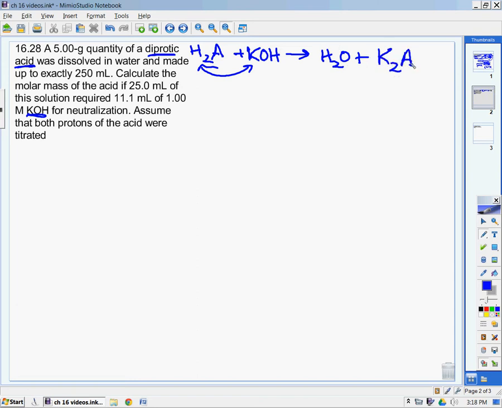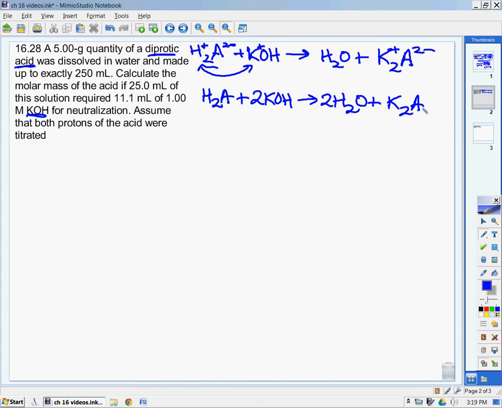The reason you have to have two K's on the A is because the A is 2 minus if it's matched up with two H's, and so the K has to crisscross with that to make the charges even out. This isn't balanced. The balanced equation is going to be H2A plus 2KOH yielding 2H2O, so you're going to make two waters from reacting away both hydrogens, plus the K2A. Like I said, from this point forward, it's all stoichiometry, just stoichiometry to the very bitter end.